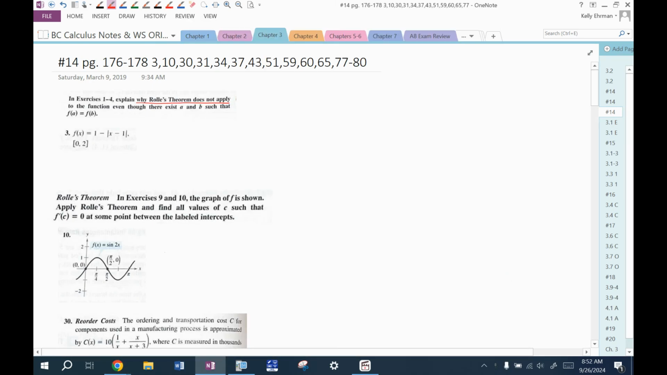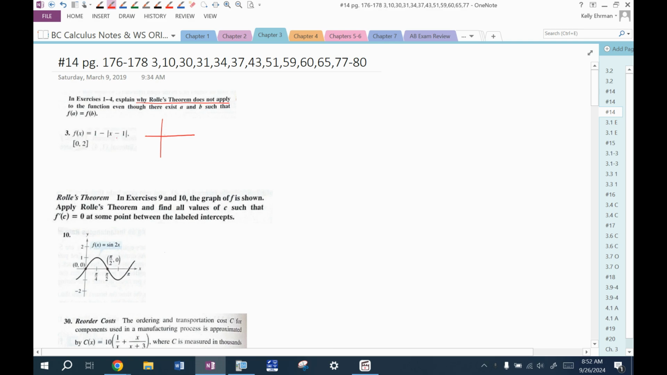All right, for homework 14, the first question says, explain why Rolle's theorem does not apply to the function even though f of a equals f of b. So even though when we plug in 0, we might get the same answers when we plug in 2, what's wrong with this function? Rolle's theorem is just the mean value theorem, a special case of that. And so the rules are that f of x has to be differentiable and continuous on the interval you're looking at. So let's think about this graph.